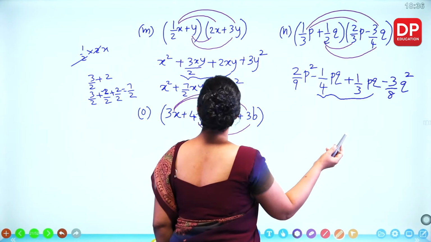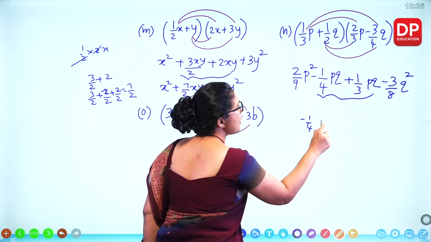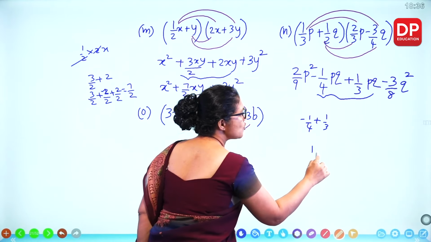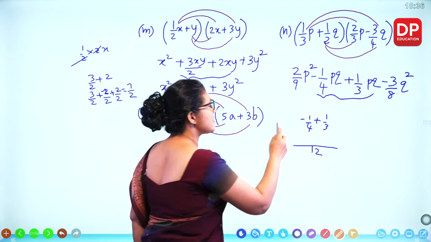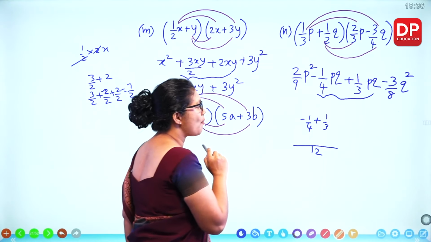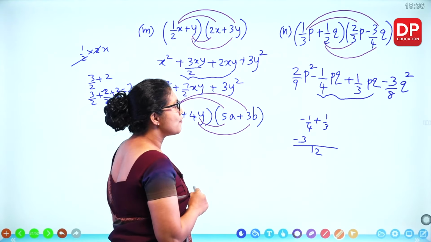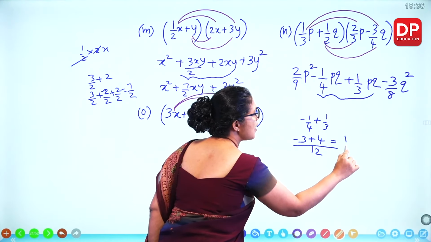So we'll do it separately. What happens here? -1/4 plus 1/3. The lowest common denominator is 12. So you convert to the lowest common denominator and just add. How do you get 12 from 4? You multiply by 3. How do you get 12 from 3? You multiply by 4. So 4 minus 3 becomes 1.